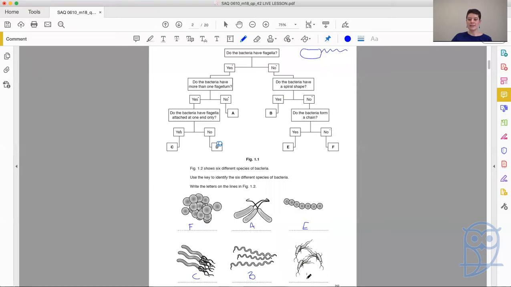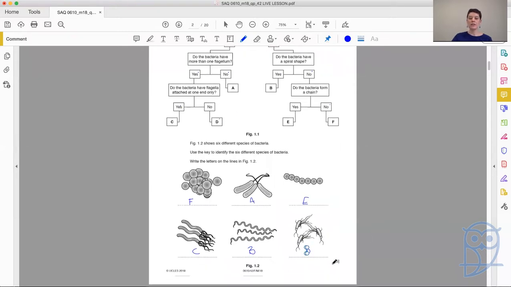And this is D. And if we look through it, A, B, C, D, E, F, 6 different bacteria, 6 different identifications. So that is a very nice example of how you use a dichotomous key. And it's always worth identifying all the way to that last one, just to be double sure. Don't go and assume that the last one is the missing letter. Always identify each one of them.